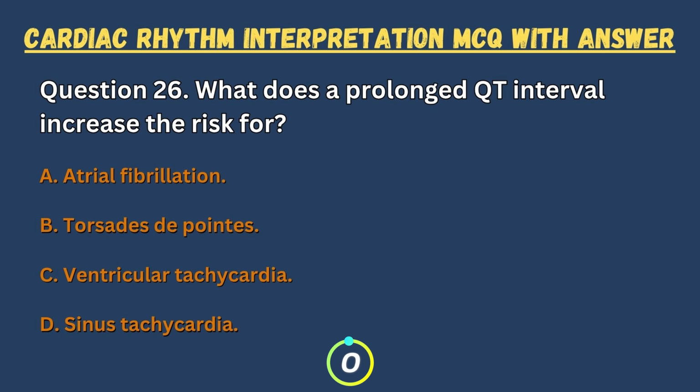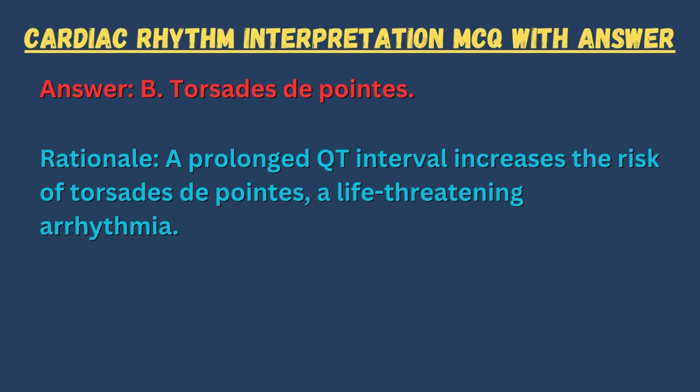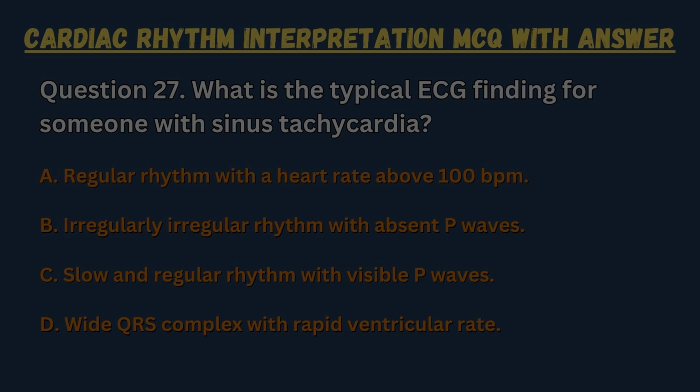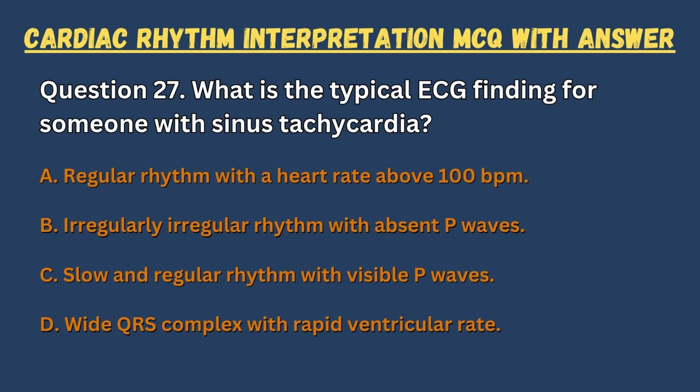Answer: B. Torsades de pointes. Rationale: a prolonged QT interval increases the risk of torsades de pointes, a life-threatening arrhythmia. Question 27. What is the typical ECG finding for someone with sinus tachycardia?